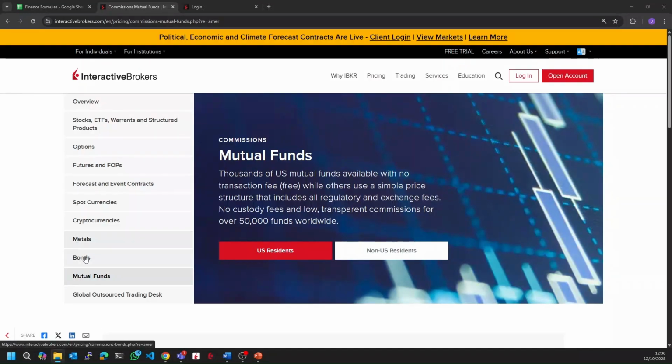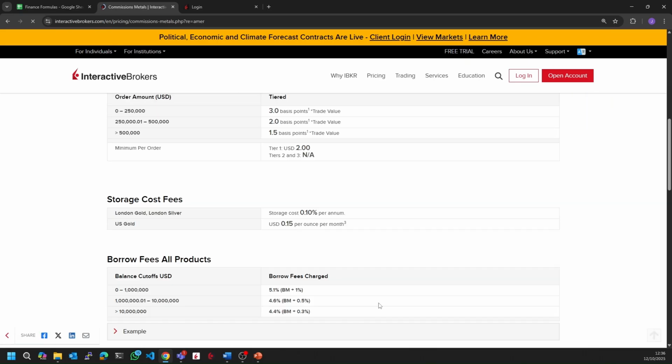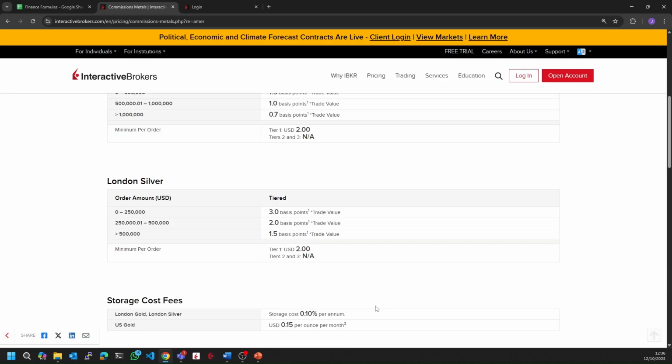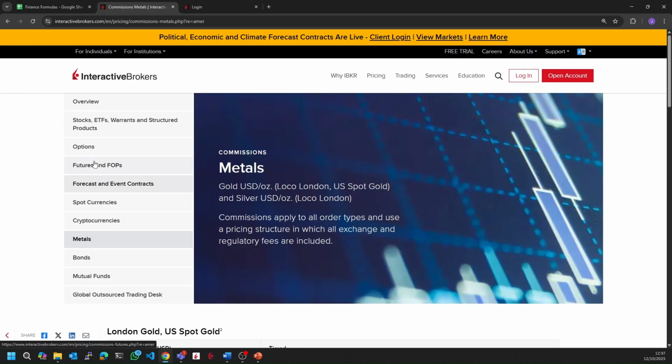A lot of data here, of course, I will not cover it all. A lot of prices for metals, for example, you need to pay some fees for storage as well, and all kinds of different things. Futures and options I will also not cover, but you can go through and have a look, if you are trading these papers.